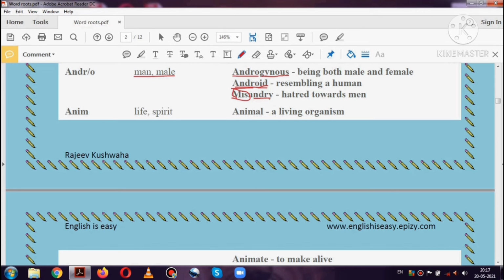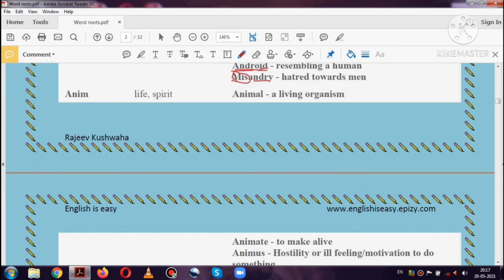The next word root is anim, which means life or spirit. Any word having anim in the beginning, in the middle, or at the end is related to the meaning of life or spirit. The first word is animal. Anim means life or spirit, and al means organism. So something that has life is known as an animal, or a living organism.